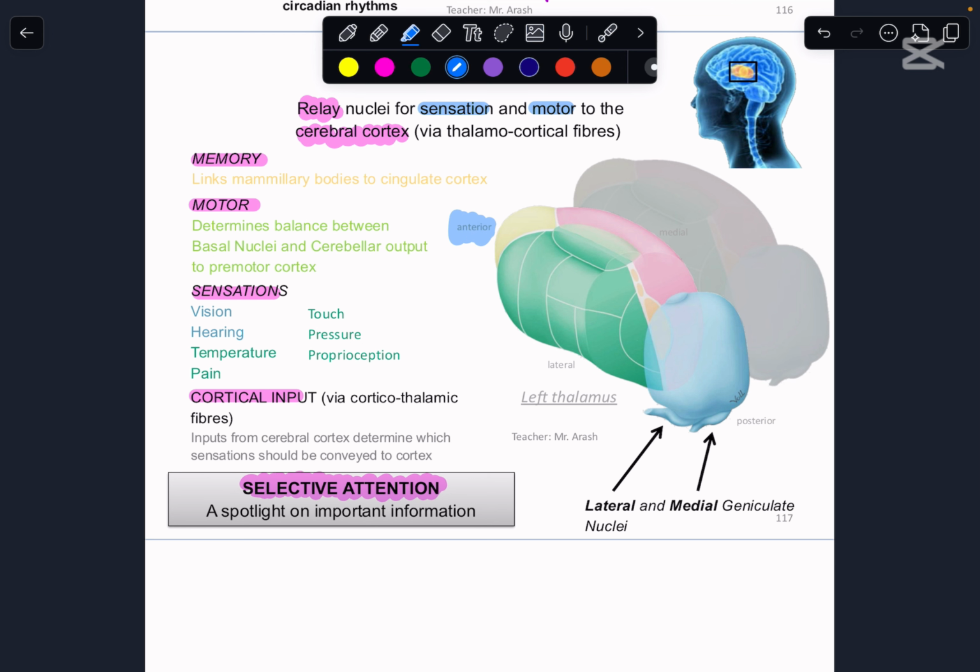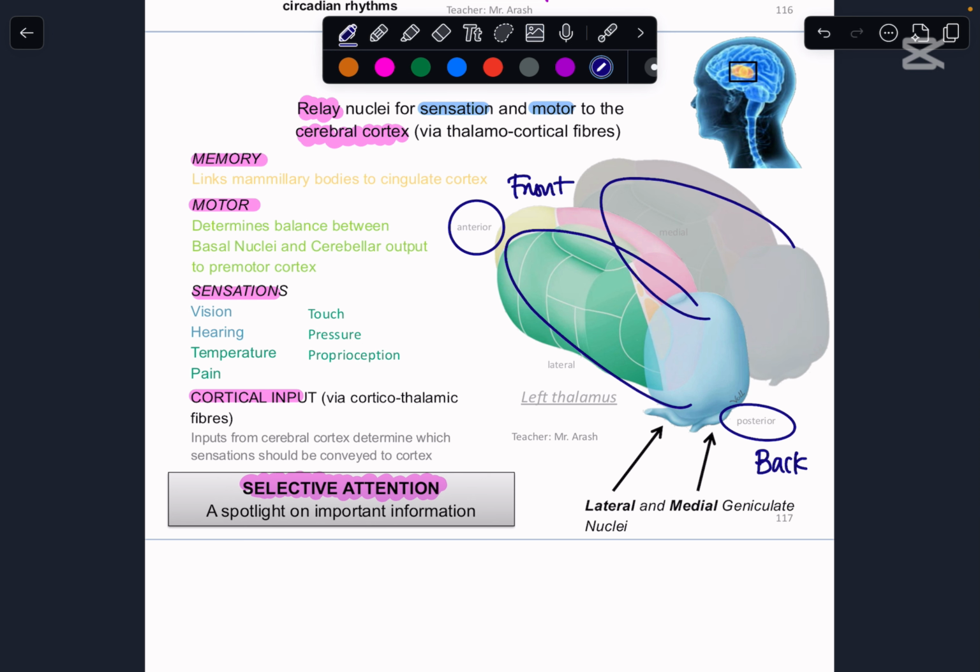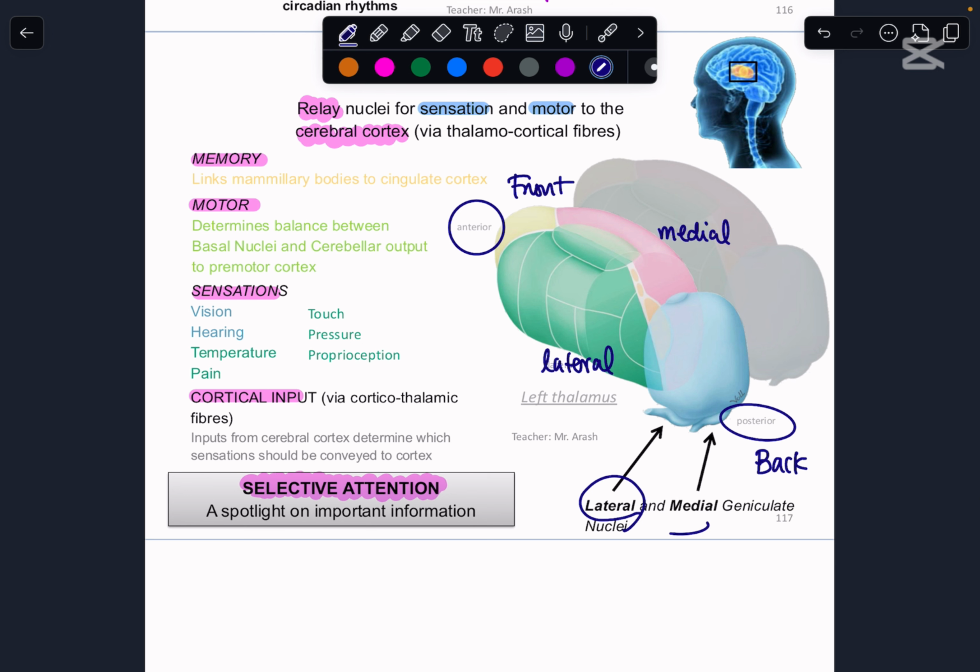On the front, you have the anterior side. That's the front. In the back, you have the posterior side. That would be the back of your head, and that would be the front of your head. And these would be lateral sides, and you can see this part is called medial and this part is called lateral. So you have lateral and medial parts of the thalamus, which have different functions.